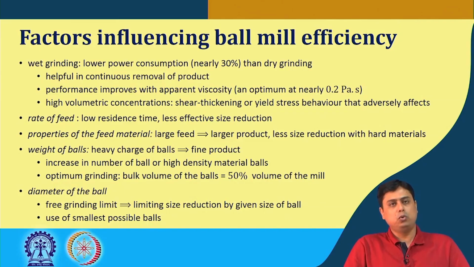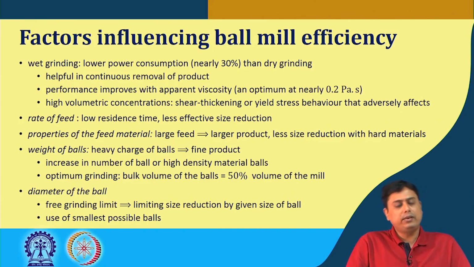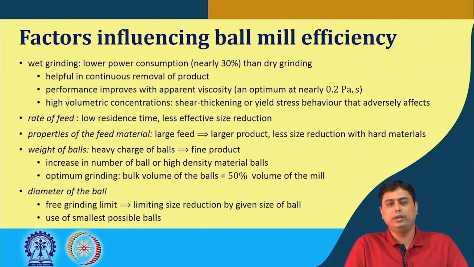Its performance improves with increasing apparent viscosity up to nearly 0.2 Pascal second, which is the optimum value you can obtain there. Now, as we increase the volumetric concentration of the feed, the suspension can behave as a shear thickening fluid or a yield stress liquid, and then it adversely influences the performance of the ball mill. So, there is also a critical concentration level of this suspension.